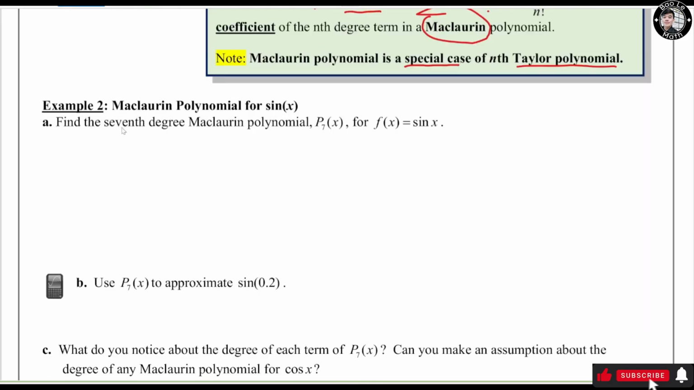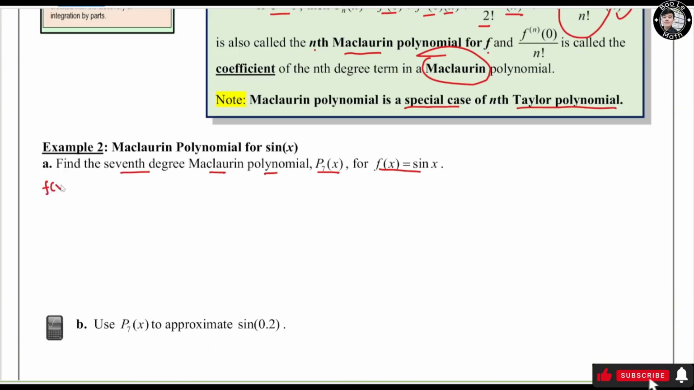Now let's move on to example number 2, the Maclaurin polynomial for sine s. Find the 7th degree Maclaurin polynomial P7 of s for the function f of s equals sine s. Now we have f of s equals sine s, and then we can calculate f prime of s equals cosine s, and then f double prime of s equals negative sine s. Then f triple prime of s equals negative cosine s.